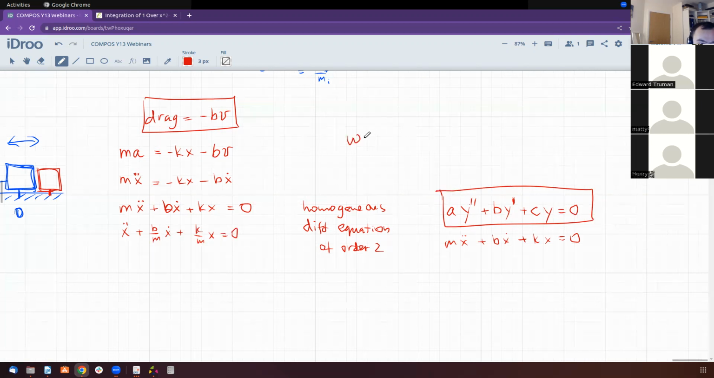And if you remember, omega squared is k over m. So we replace that with omega. So x double dot plus, and b over m, we just use gamma. B over m is gamma. Gamma x dot plus omega 0 squared x equals 0. That's the natural frequency, the frequency of the oscillator. This is a differential equation.